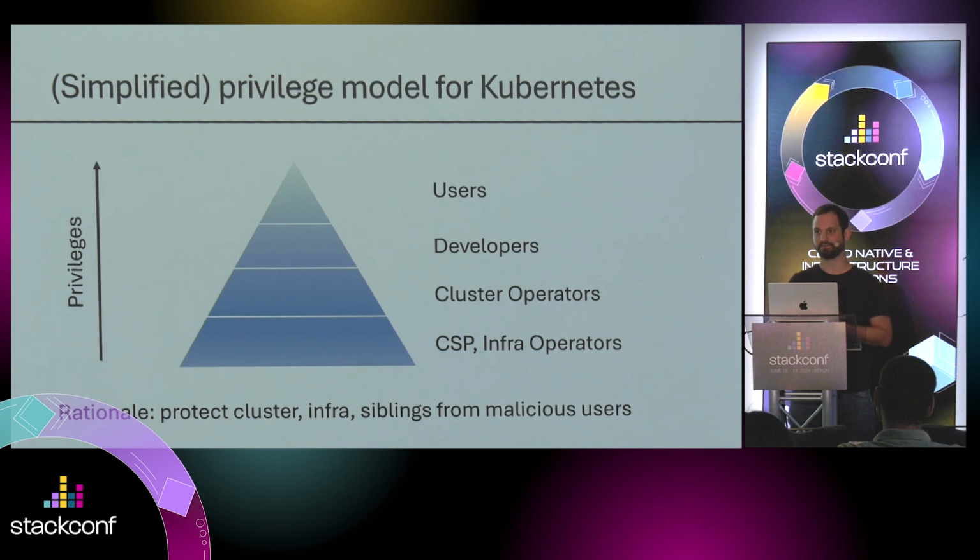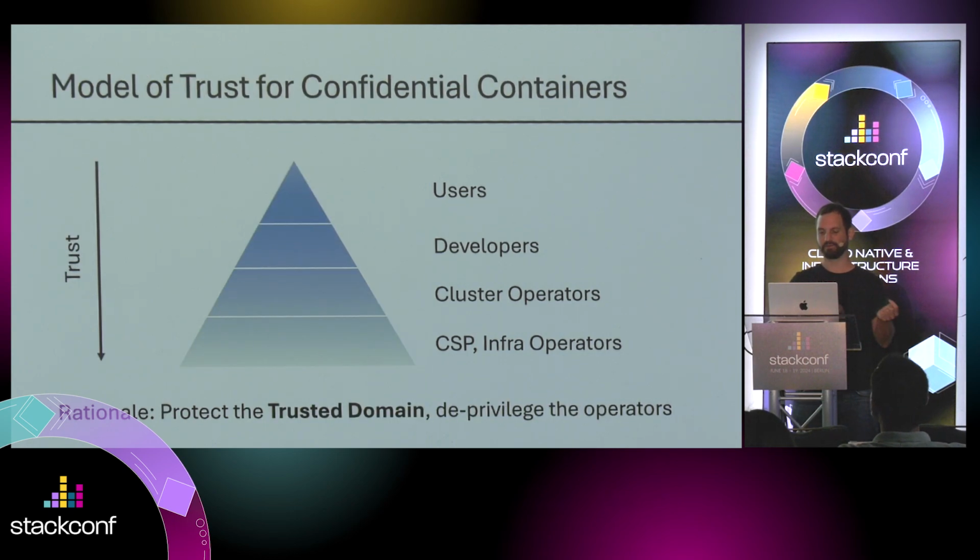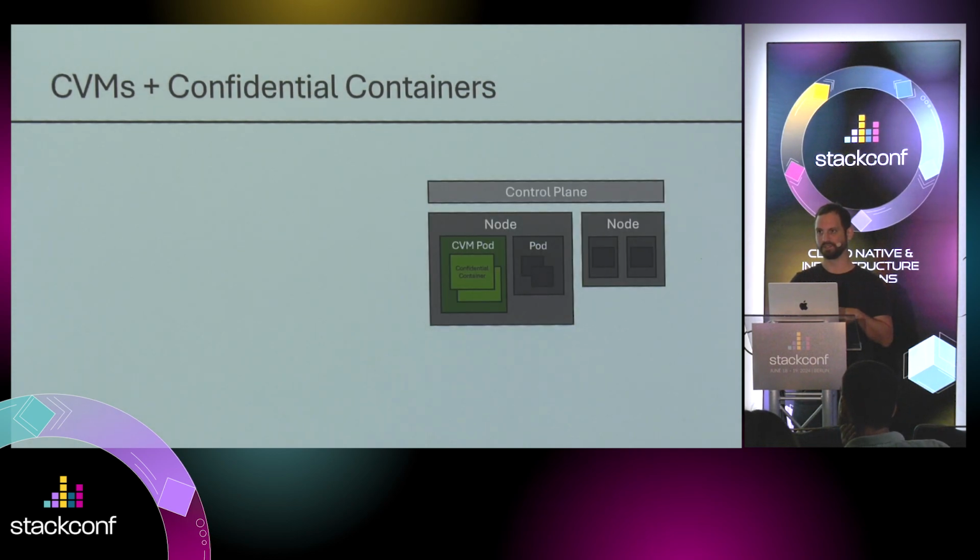Like a very simplified privilege model for Kubernetes: the users have very little privilege, while the infra operators, the people who work in the data center, have a lot of privileges. And the rationale behind this is we have to protect the infra from malicious users, from siblings, those kinds of attacks. The trust model for confidential containers is exactly the opposite. We trust the users of an application a lot more than the cloud provider we deploy it on. So we essentially need to deprivilege the operators to not be able to look into a container workload. And this is not trivial because in Kubernetes, those concepts are in code, essentially. This is hierarchy.